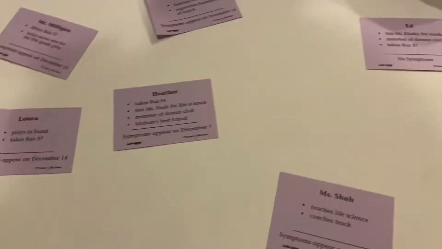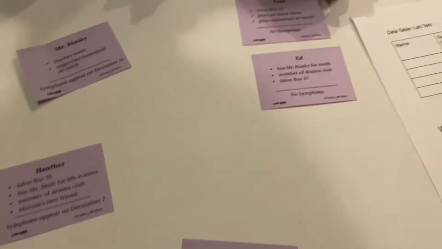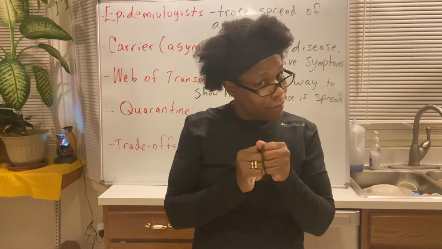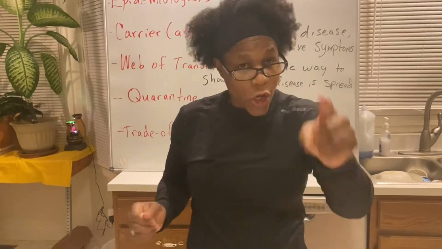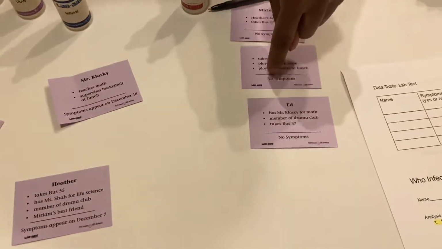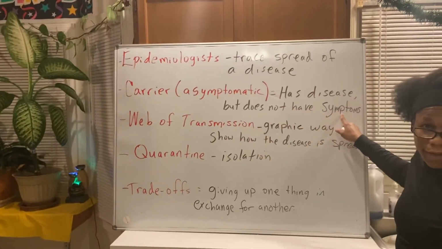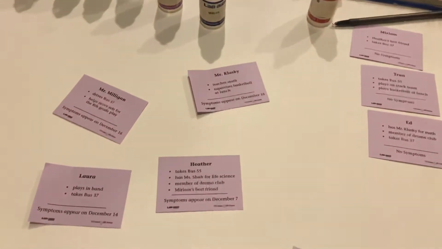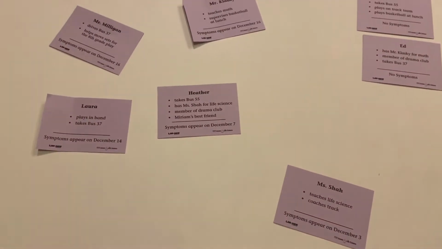Wait, I thought you said we have to test people that don't have symptoms. No, I didn't say that. I said that we are trying to figure out who the carriers are. You said that these people are possibly carriers because they don't have any symptoms, because a carrier does not have symptoms, right? Yeah. Okay, so you're good. You're right. We should test Miriam, Tran, and Ed. Who else should we test? We have to test 4 people. That's only 3.